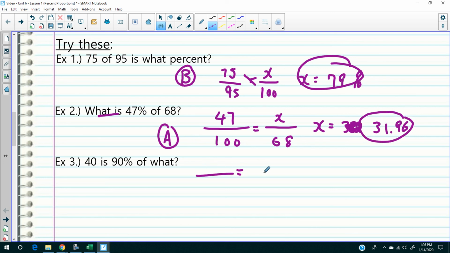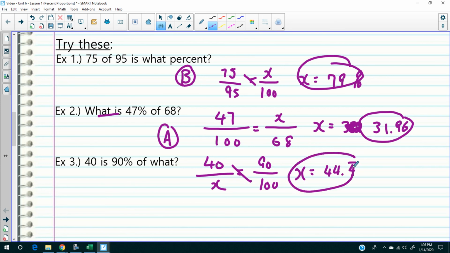Okay, all right, one last one. So let's see, 40 is 90% out of what? So 40 times 100 is 4,000, divided by 90. 44.4 repeating. And there you have it.